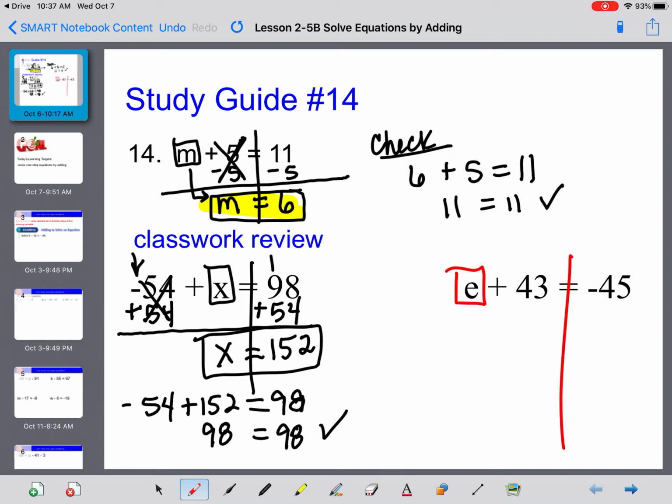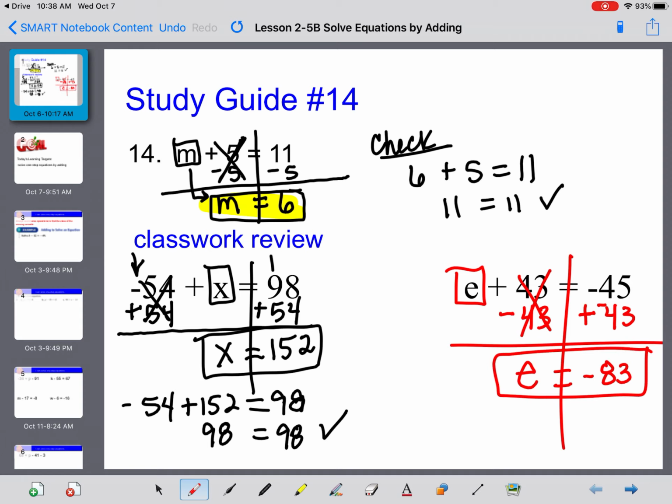I'm trying to find out the value of E. E is adding 43. To make that a 0, I need to subtract 43 from both sides. 43 minus 43 is 0. E is remaining on the left. I have a negative 45 minus 43. That's like saying plus negative 43. So that means I'm adding 2 negatives. Remember your adding and subtracting negative rules. And so negative 45 plus negative 43 is negative 83.